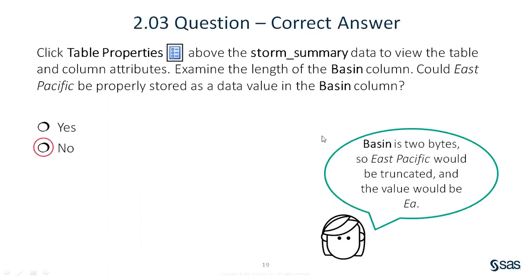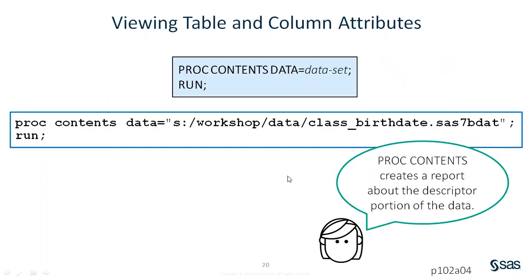So basin is 2 bytes. Its specific value could be truncated. Truncated means it will cut all the characters within it. It will just show whatever characters fit within that 8 bytes or 2 bytes. And the value will be EA. Fine. So this was just basic understanding for us.